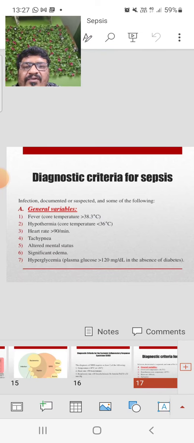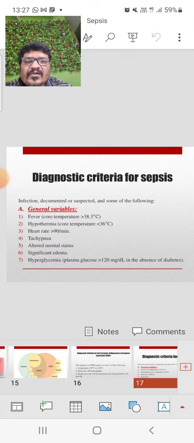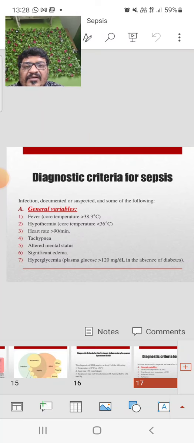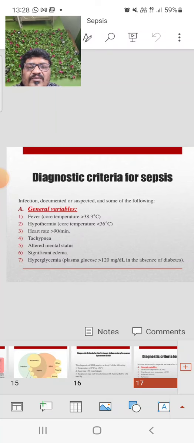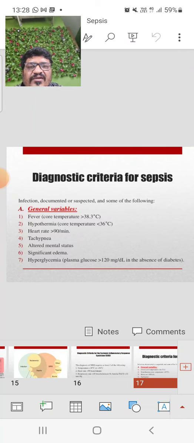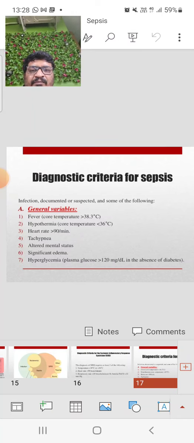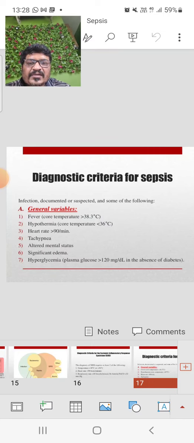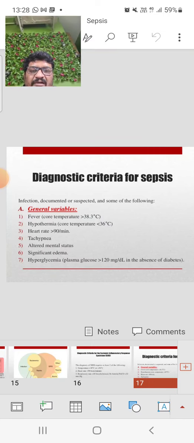Fever, core temperature is more than 38 degrees Celsius. Hypothermia is when less than 36 degrees Celsius. Heart rate is more than 90 means tachycardia. Tachypnea, altered mental status, significant edema. Hyperglycemia, when the plasma glucose is more than 120 mg in the absence of diabetes. So these are some of the diagnostic criteria which we are using in our daily ICU practice, like fever, heart rate, hypothermia, tachypnea, altered mental status, and hyperglycemia.